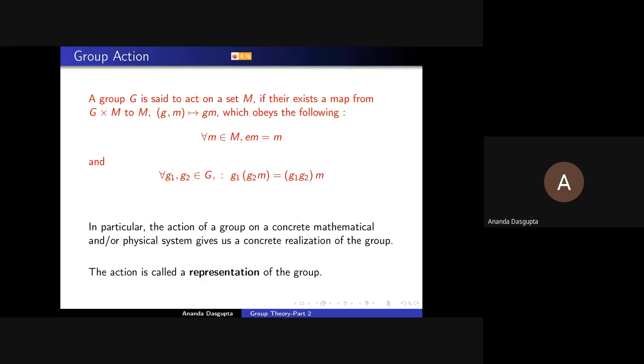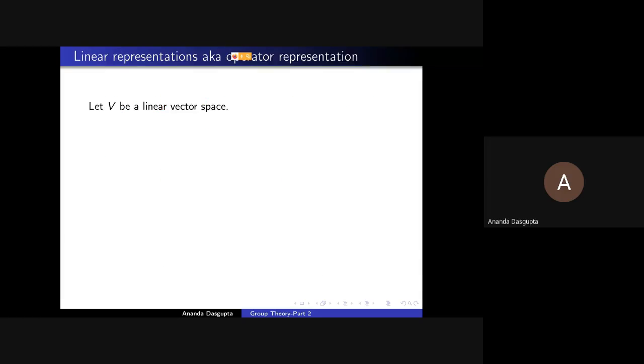Now, the action that you have is also called a representation of the group. This is just, well, there's a bit of ambiguity in the terminology. Different people mean slightly different things when they say representation. But let's move on to more concrete things where everybody agrees. So one kind of representation that everybody talks about are so-called linear representations. They're also known as operator representations.